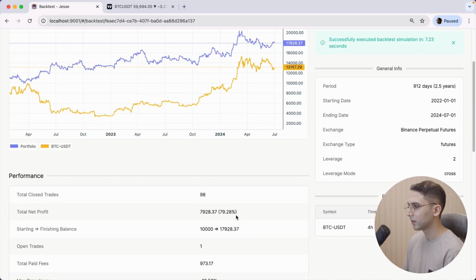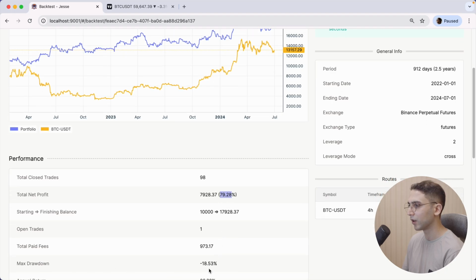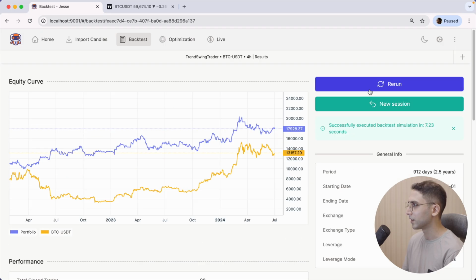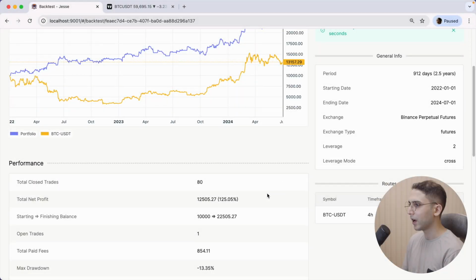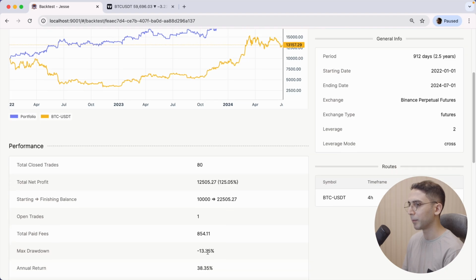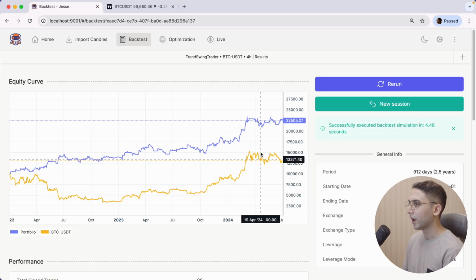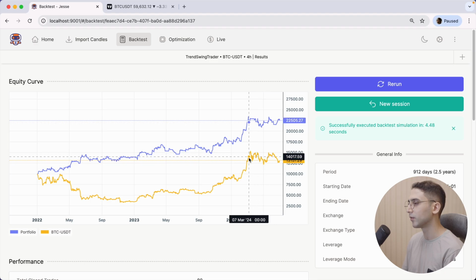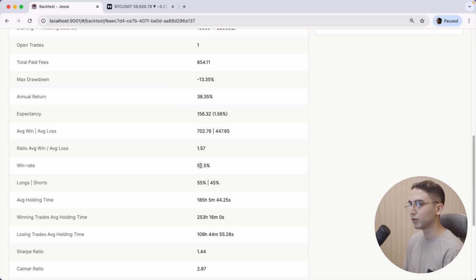Now remember this profit number, 79%, and this max drawdown, minus 18. Let's re-execute it. And now, not only my profit increased drastically, my max drawdown is also reduced to a significantly better number. And if you take a look at the equity curve, when the price was in a range, our equity curve did not go down drastically anymore. The win rate is at 52%, and our average win to loss ratio is 1.57.